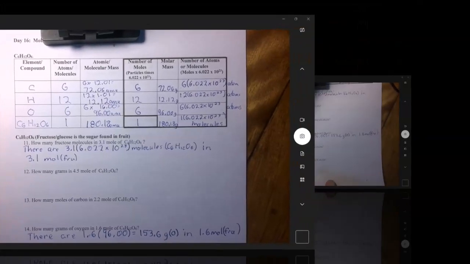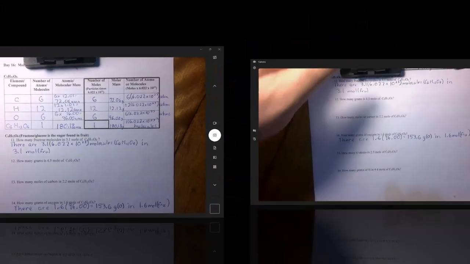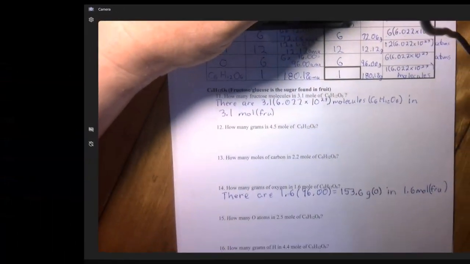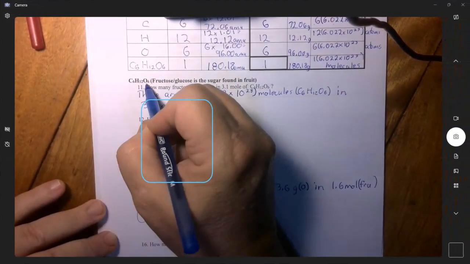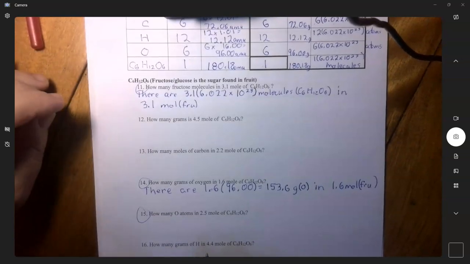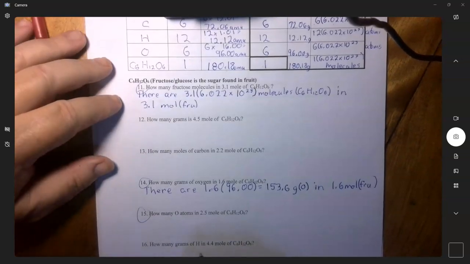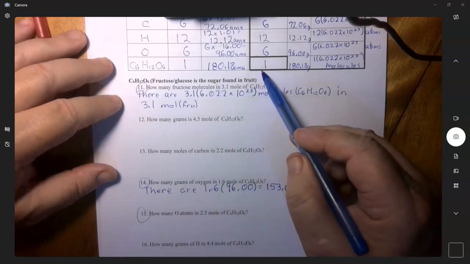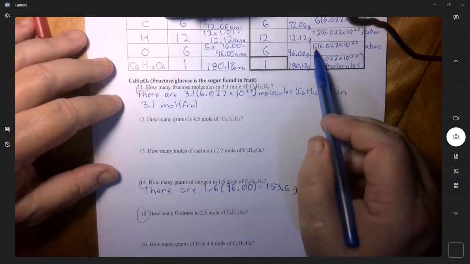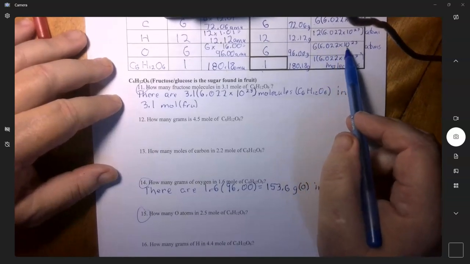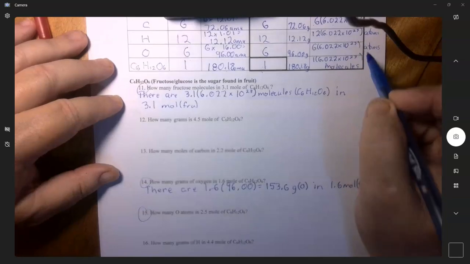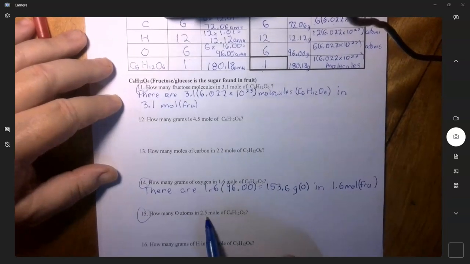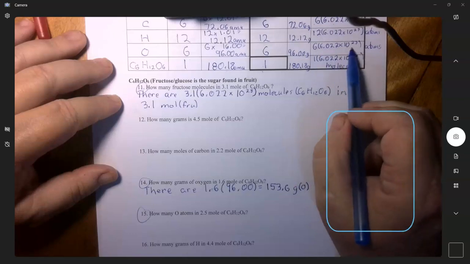I'm going to do one more with you. All right. See if I can get all this on the screen. How many oxygen atoms, I'm doing number 15. How many oxygen atoms in 2.5 moles of fructose? Okay, so let's see. In 1 mole of fructose, there are, here's the oxygen atoms, 6 times 6.022 times 10 to the 23rd atoms. So in 2.5 moles of fructose, there's going to be 2.5 times this number of atoms.